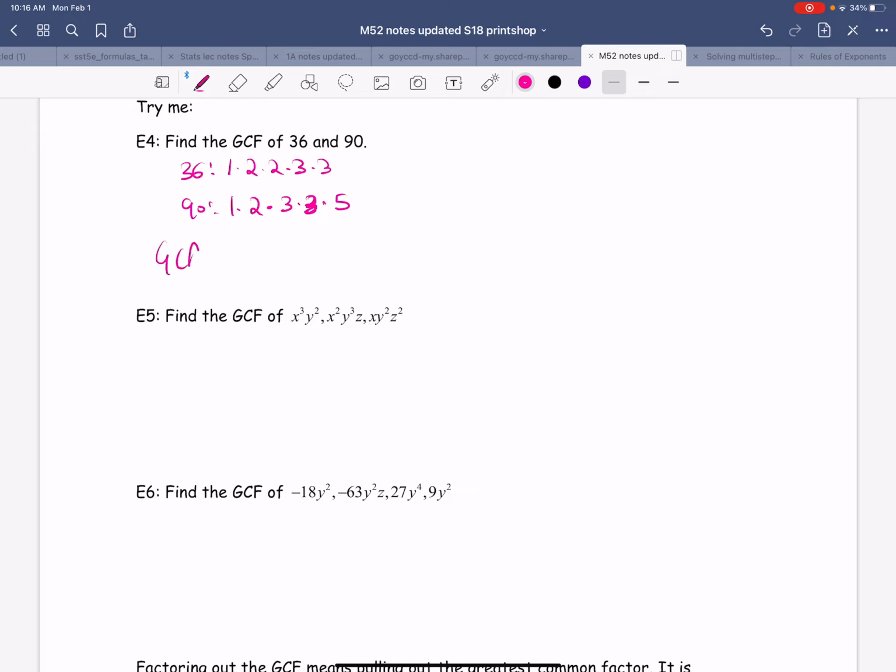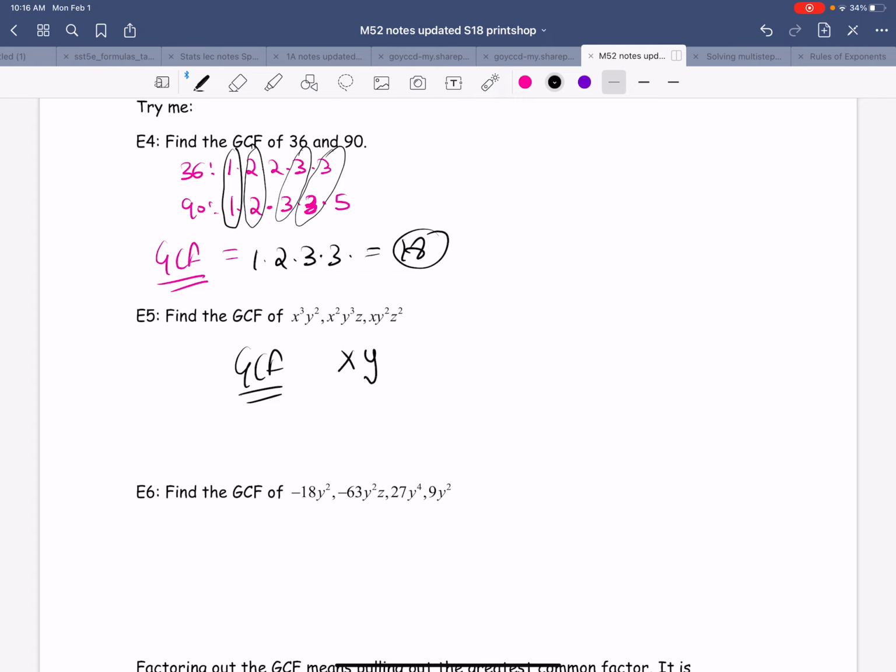Okay, so GCF in this case would be equal to, let's see, there's a 1 common, there's a 2 common, and then there's a 3 common, another 3 common. So GCF is going to be 1 times 2 times 3 times 3, which is 18. 18 is the GCF. For the next one, we just talked about the variables. It's going to be every single common variable raised to the lowest exponent. The lowest exponent x is raised to is 1 in here, and y is raised to a second power. So my GCF is xy squared.